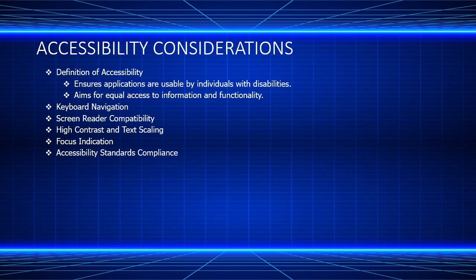Allow users to adjust contrast and text size to accommodate varying visual abilities. Ensure the application remains usable and visually appealing under high contrast settings or larger text sizes. Focus indication. Clearly indicate which control has keyboard focus through visual cues like highlighting or focus rings. Facilitate efficient navigation, particularly for users relying on keyboard navigation.